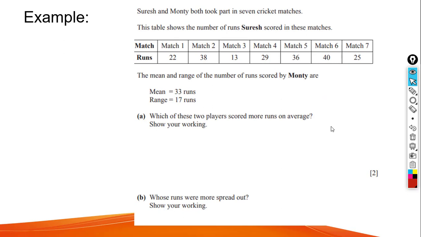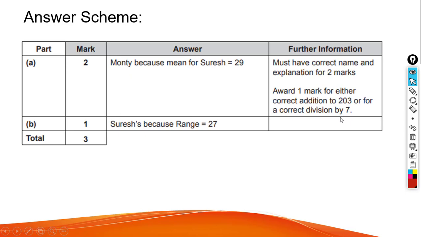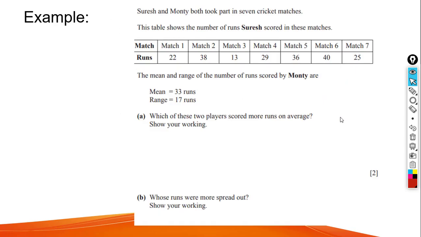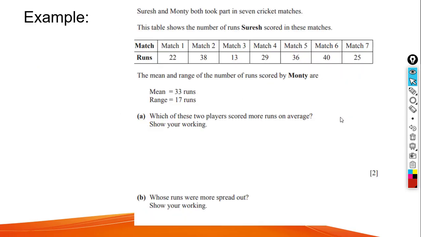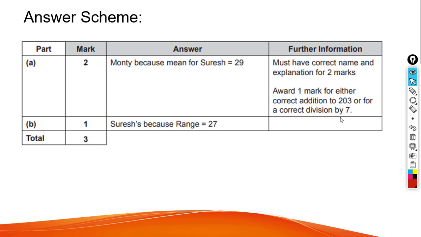For this question, which of the 2 players scored more runs on average, you will need to show the working. The mean for Monty is 33 and the range is 17 runs. When you want to find the average, you add 22, 38, 13, 29, 36, 40, and 25 and divide by the 7 matches, where you will obtain 203. If they see the calculation, they will give you 1 mark for that, and another mark for the correct name and explanation. Once you have done the working, you can do the comparison of which player scored more runs on average.